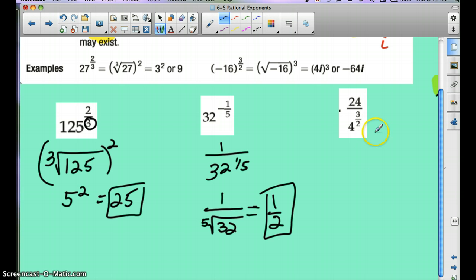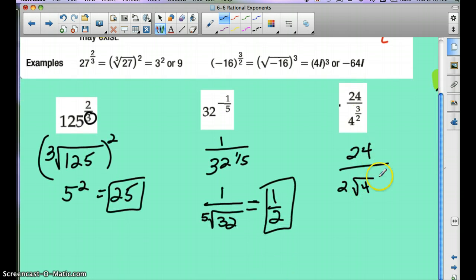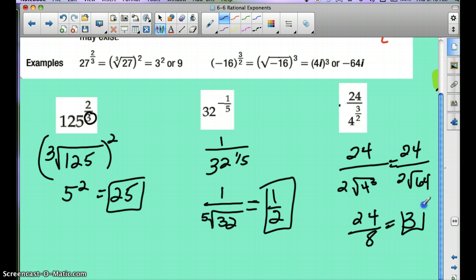So what this is saying is we have 24 divided by, bottom out here, the square root, so it's going to be the square root of 4 to the 3rd. And you can write it any way you want, like this, if you want. So it's going to be 24 over the square root of 64. So it's going to be 24 over 8. And the answer is 3.